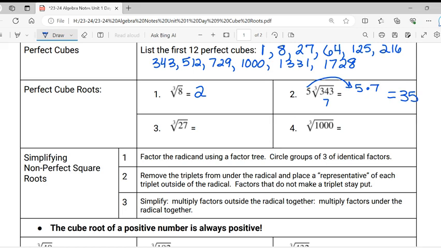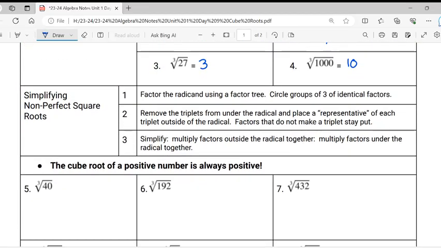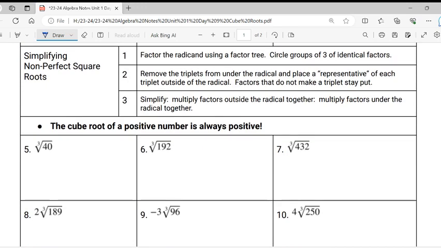The cube root of 27, that's my third one, so that must be 3. And the cube root of 1,000 is 10. Those were all perfect cubes. If I have non-perfect cubes, then we're going to take a look at our next part, non-perfect cube roots. This should say perfect cube roots.